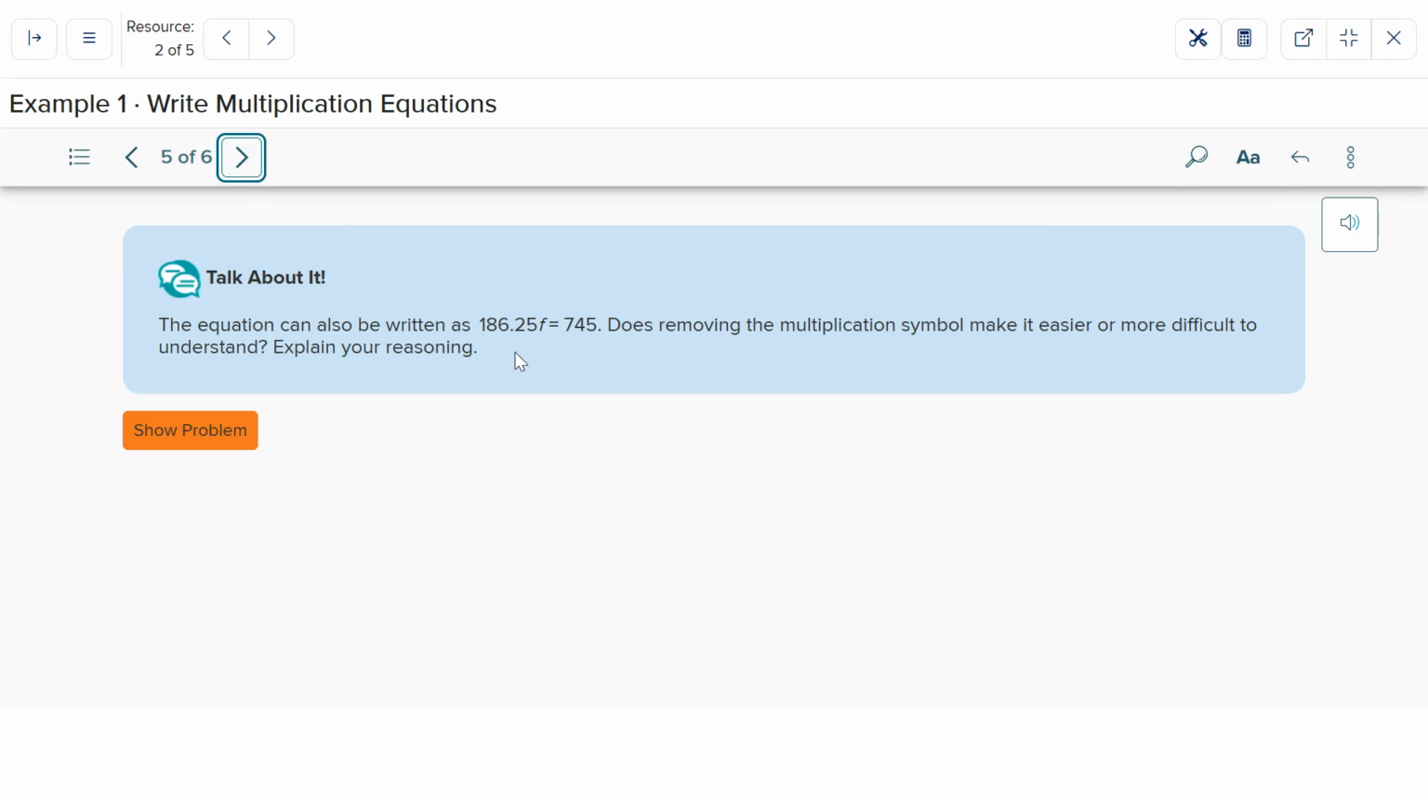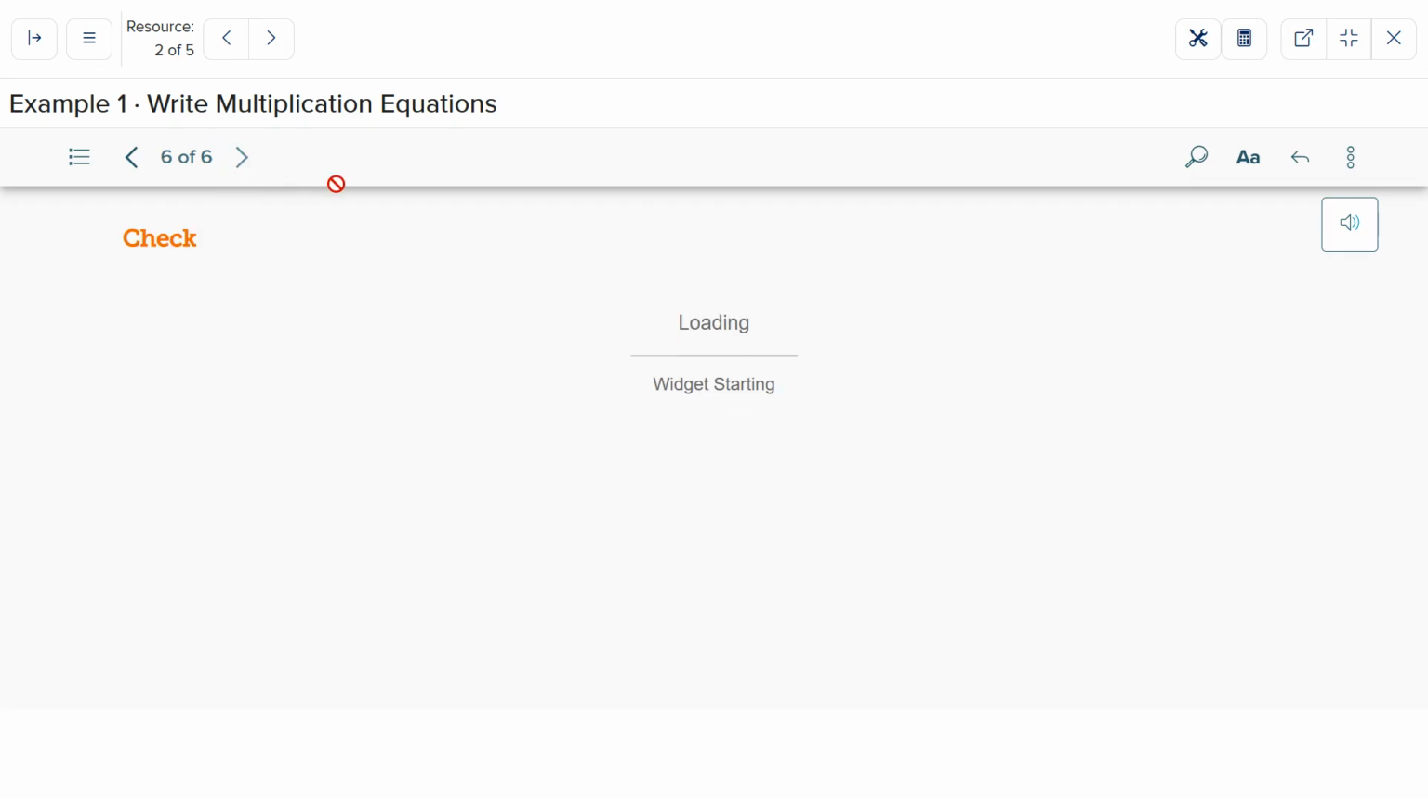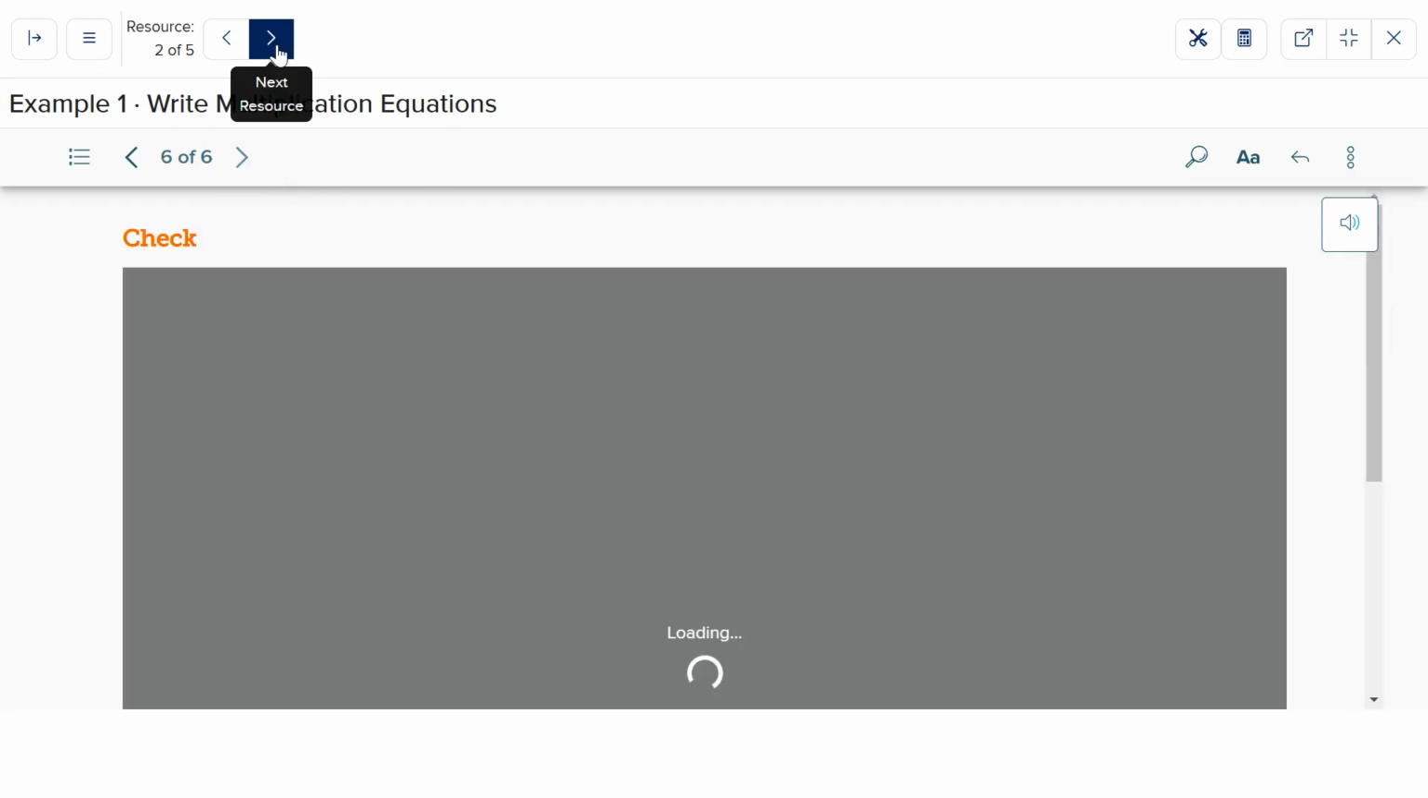Talk about it. They also can write it like this, which I just mentioned a little bit ago. Does removing the multiplication symbol make it easier or more difficult to understand? That is kind of a preference, but I would say in this case, the decimal can be easily confused with that dot, so I like it like this better. All right, you do the check.